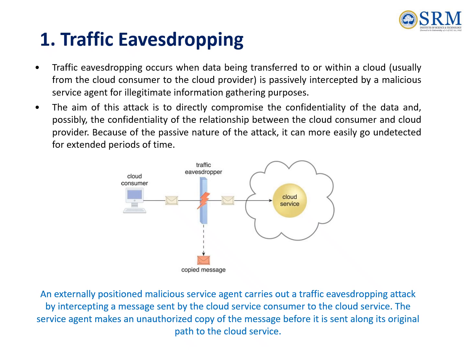The diagram on the slide shows that the cloud user sends a message to the cloud service, but in between, a malicious service agent intercepts the communication and makes an unauthorized copy of the message before forwarding it normally. So the communication appears normal to the sender and receiver, but confidential information is already exposed to the attacker. This threat mainly affects confidentiality of cloud communication. To prevent such attacks, cloud systems commonly use encryption techniques so that even if attackers intercept the data, they cannot understand the actual contents.